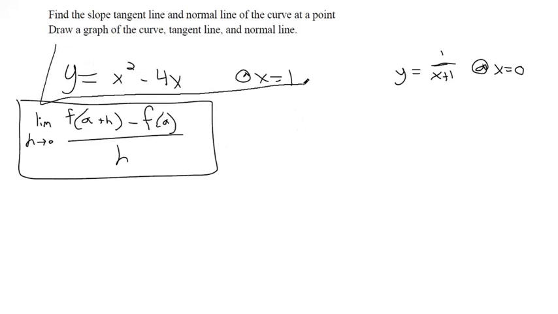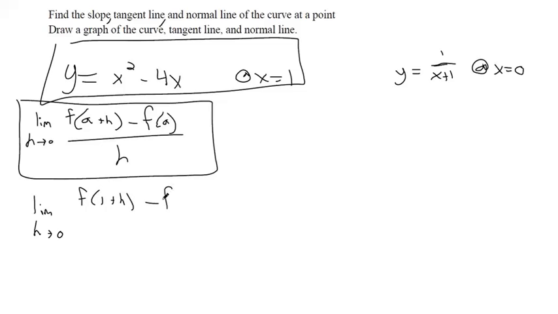Okay, so now on to this problem. They want the slope, the tangent line, and the normal line to the curve. So let's start with the slope. We need a slope at 1 point. So that means we're going to plug in 1 for a into this formula. And just a note, you could do this with the other formula I just gave you, okay? You'd be plugging in 1 for a as well. Okay, so the limit as h approaches 0 of f of 1 plus h minus f of 1.